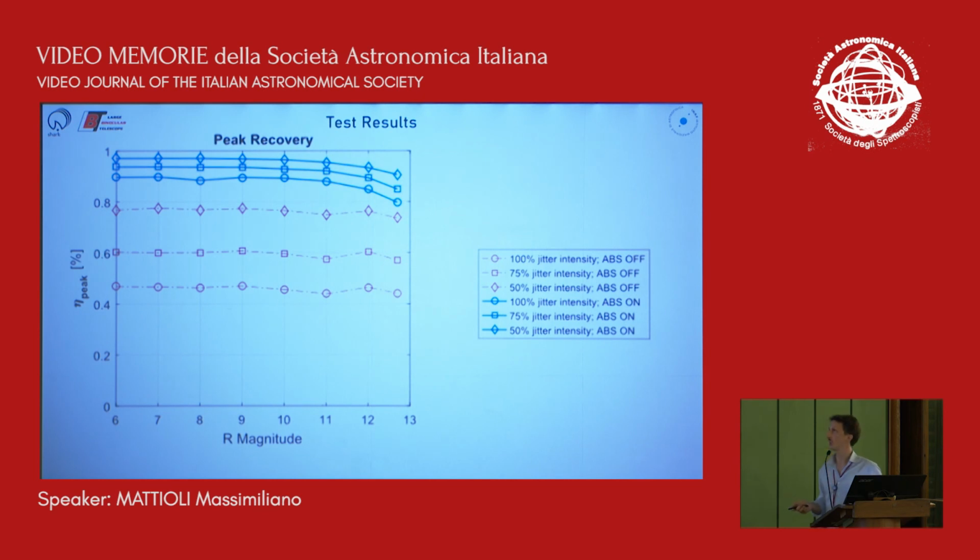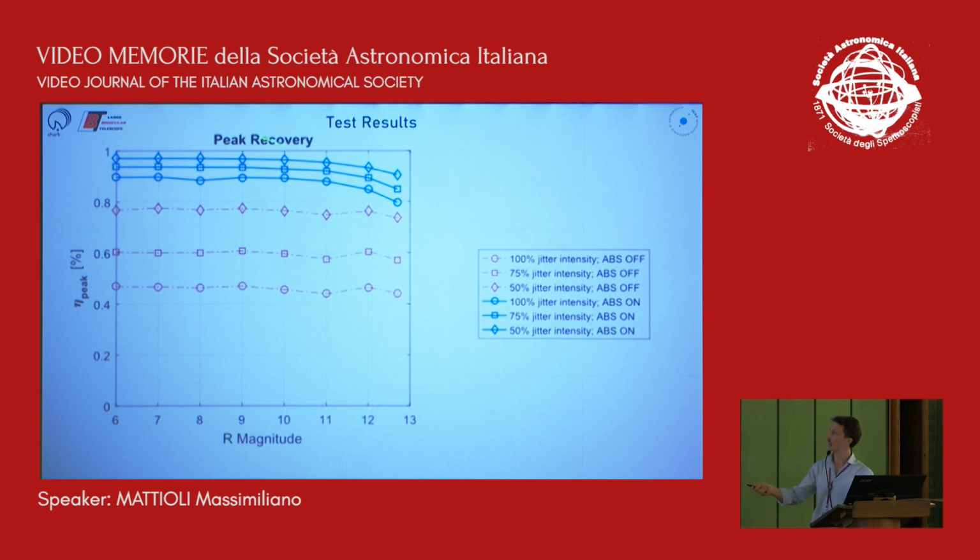Then we do the same test with a grid of different values in terms of magnitude and jitter intensity. When I say jitter intensity, I mean that 100% of jitter intensity is the same obtained from 1.2 arcseconds, and the others are scaled. Based on what Guido showed us tomorrow morning, we expect to work at about 75% or 50% maybe. But we tested also the system with the worst condition.